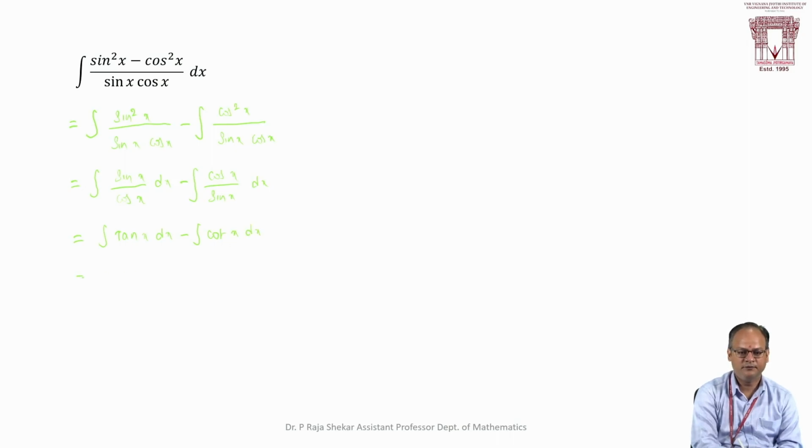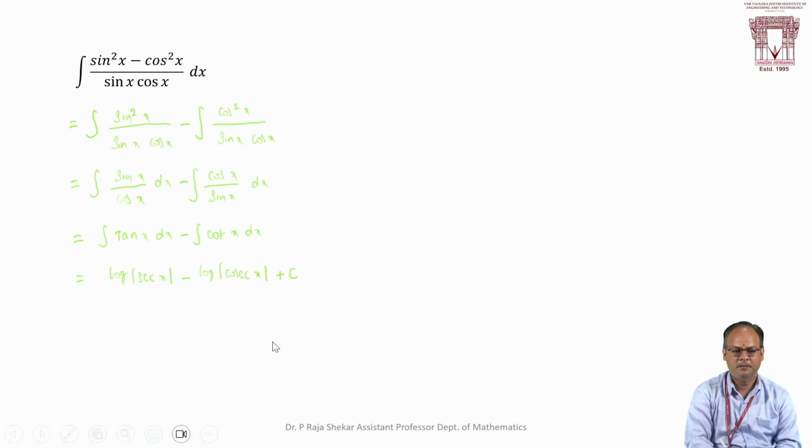What is the integration of tan x? The integration of tan x is log mod secant x, minus the integration of cot x, which is log mod cosecant x, plus some arbitrary constant. The integration of cot x is minus log mod cosecant x. As we already have minus, this will become plus.